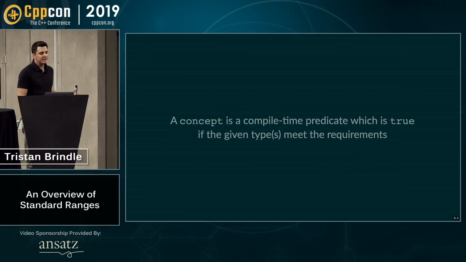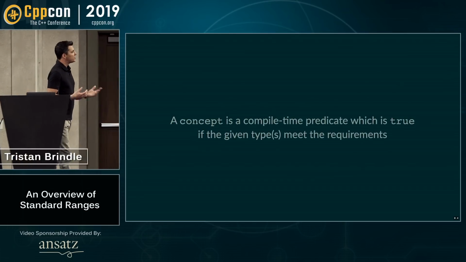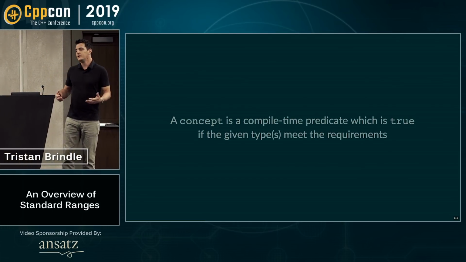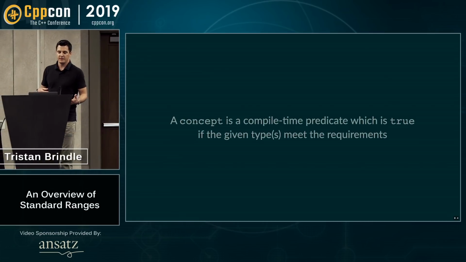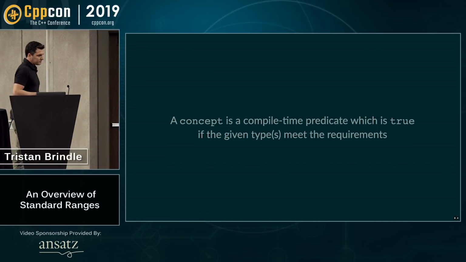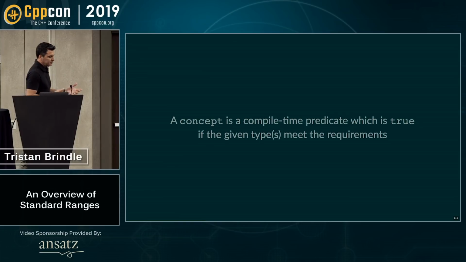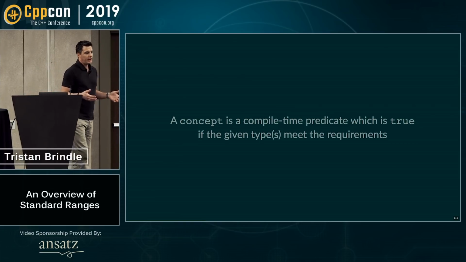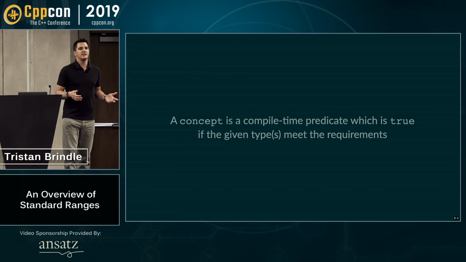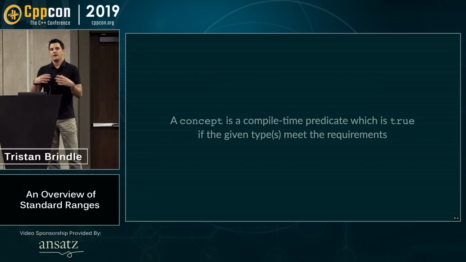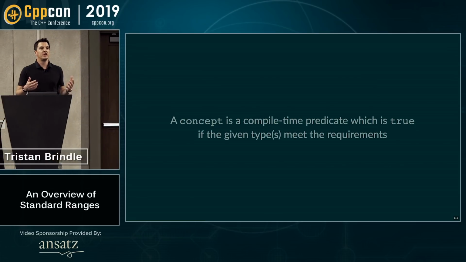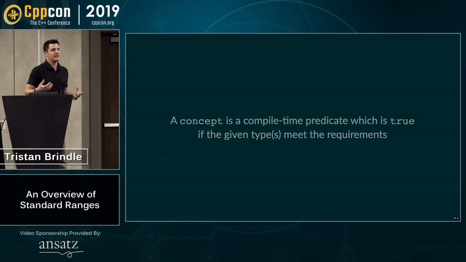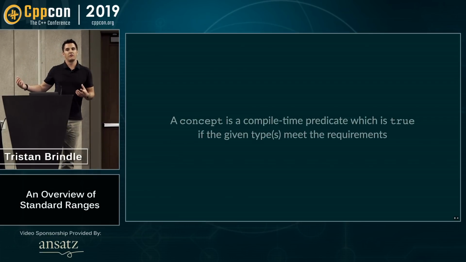So a concept is a compile-time predicate, that's a true or false value, which is true if the given type meets requirements we give it. So we can say, for a type T, given an instance of that type, will some expression compile, and does the type of that expression meet certain other criteria?